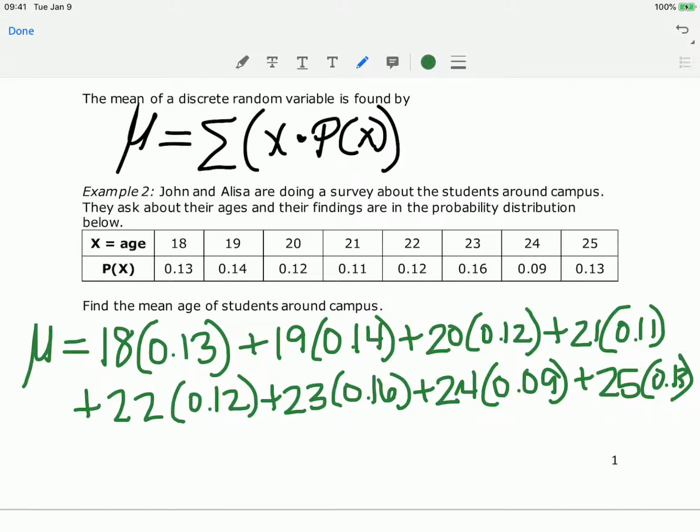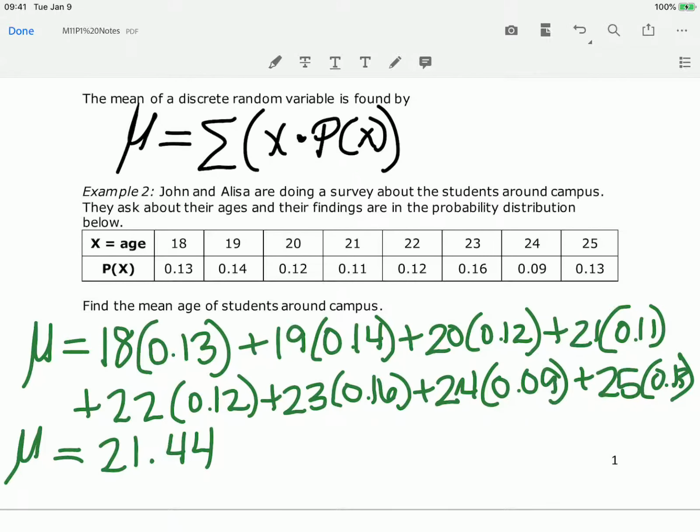Okay, so when I do this, this is going to give me the mean. Now you can type this into your calculator exactly as you see it here, all in one step. So long as you have those parentheses to show the multiplication, your calculator will do it correctly. Okay, so when we do this, we get a mean of 21.44. So this means the mean age of a student on campus is 21.44 years old.